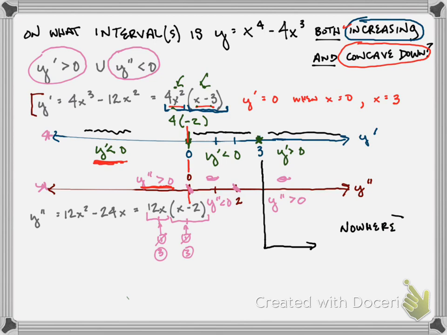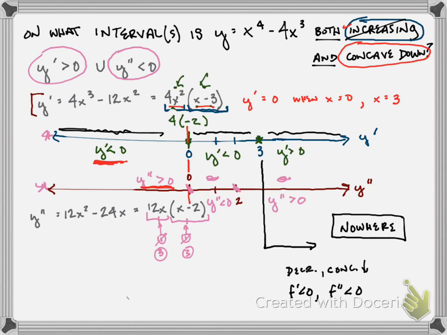But that might leave you a little sad, because we did a lot of work to get an answer of nowhere. That's got to be okay, but let's ask a different question just for kicks. Let's change it to decreasing and concave down. Where are we decreasing and concave down? In other words, f prime is negative and f double prime is also negative. Does that ever happen? Well, let's go back to our intervals.